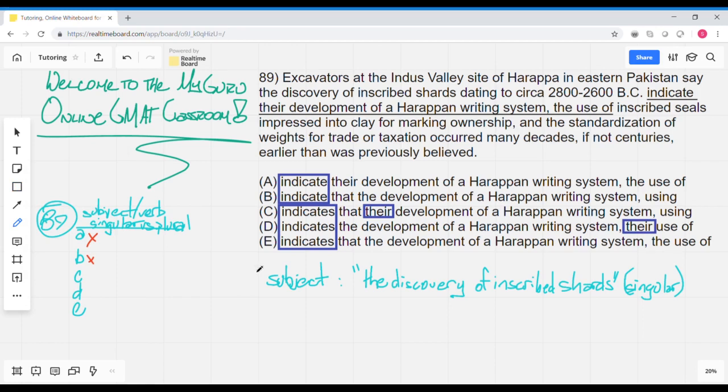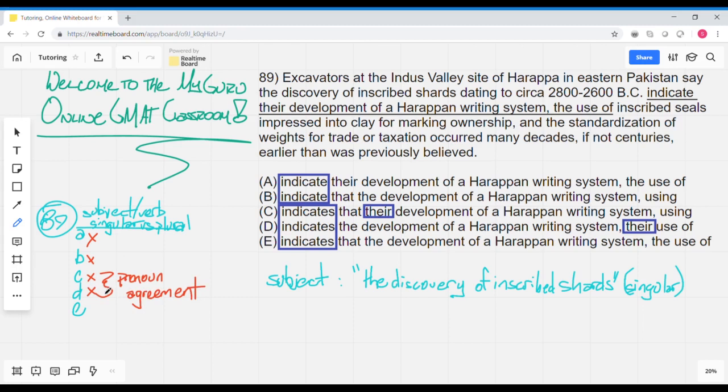And in this case, their development of a Harappan writing system makes it sound like the shards are developing the Harappan writing system, or the excavators. And either way, that's just literally absurd.